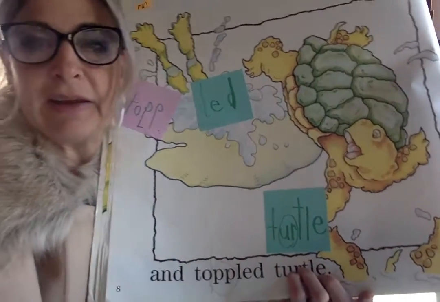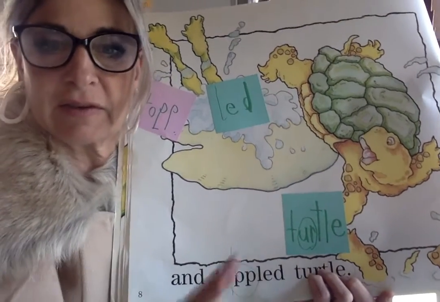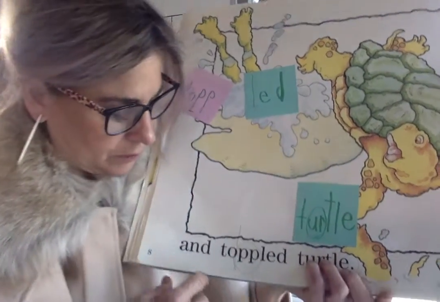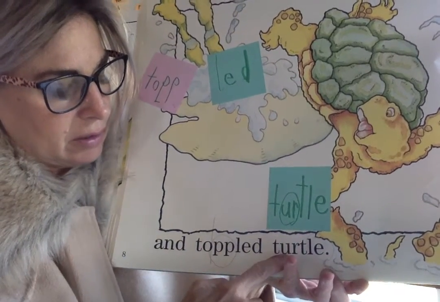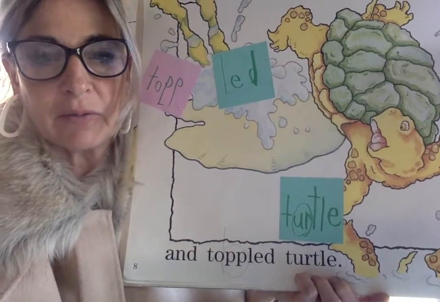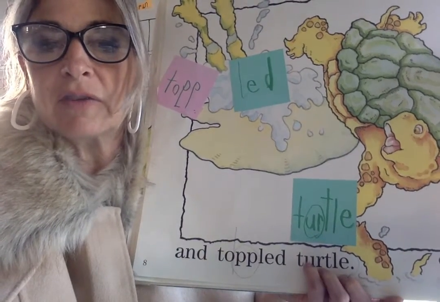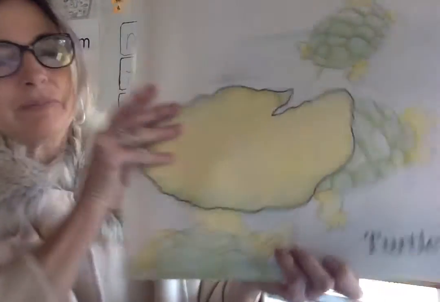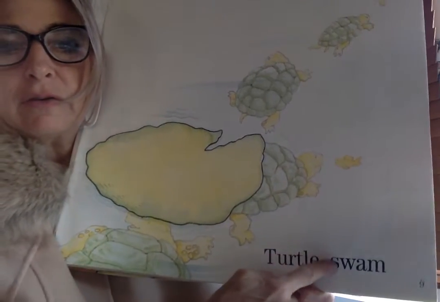All right, there's our L-E. This is the word topple. We always divide before the twins. Topple. Let's add our ending. Topple means kind of fall. We're going to add that ending. And toppled turtle. Turtle. There's your L-E phoneme. Let's read it. And toppled turtle. What sound did you hear at the end of toppled? Did you hear the D? You're right. It's the D sound. Let's see. Turtle swam. Read it. Turtle swam. Very good.